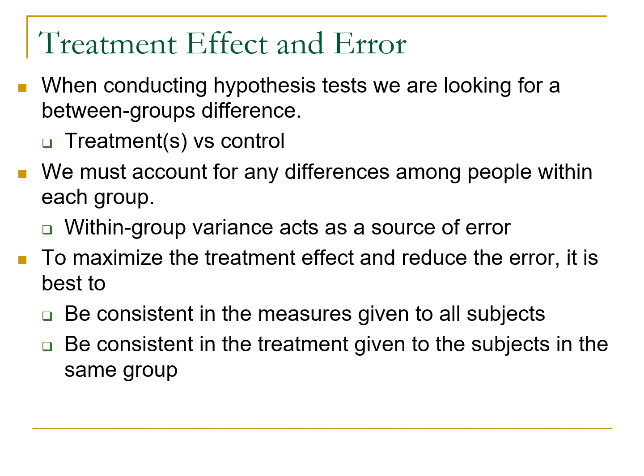To maximize the treatment effect and reduce error, it is best to be consistent that the measures are given to all subjects, be consistent the treatments given to all subjects in the same group, and also use random assignment to try to get rid of or at least randomize the differences between our groups. This will generally work, but is still one of the reasons we test for that homogeneity of variance to find out, did it work?